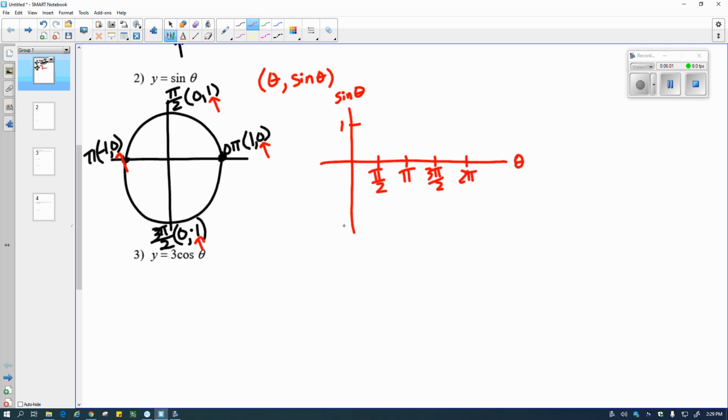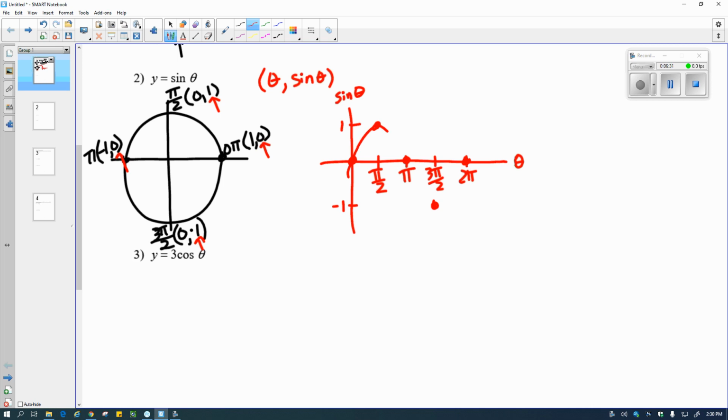Again, it maxes out at 1 and -1 because there's nothing going on in front of here. And again, it goes to 2 pi because there's nothing going on in front of the angle theta. But now I'll go through and graph my sine. So I'll plot the point at 0, the sine is 0. At pi over 2, the sine is 1. At pi, the sine is 0. At 3 pi over 2, the sine is -1. At 2 pi, the sine is 0.